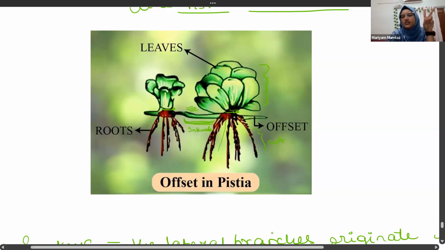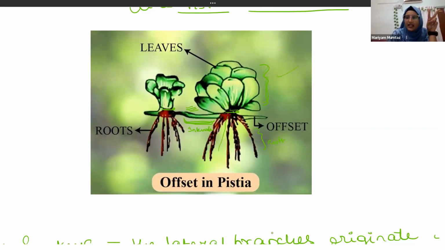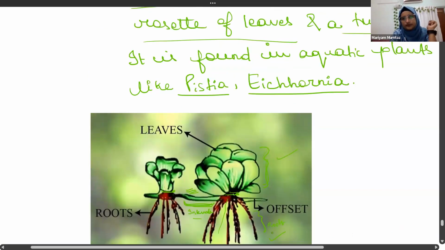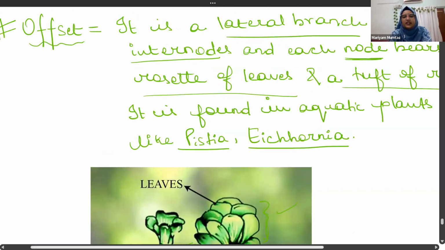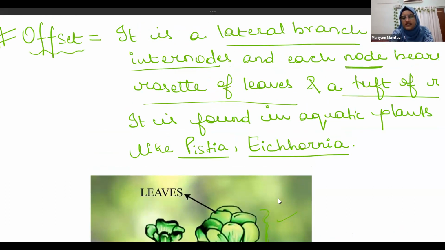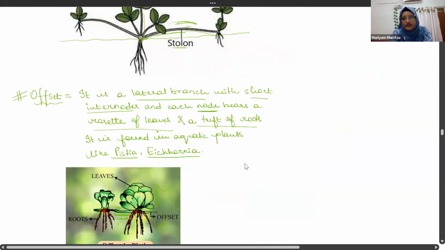So two structures arise from the node: first the rosette of leaves, and then the tuft of roots. The structure present between the two nodes is known as internode, and the internode is short. This whole arrangement is known as offset.